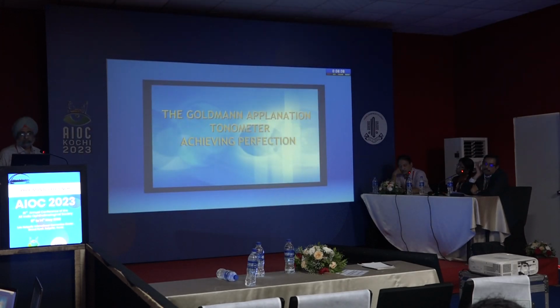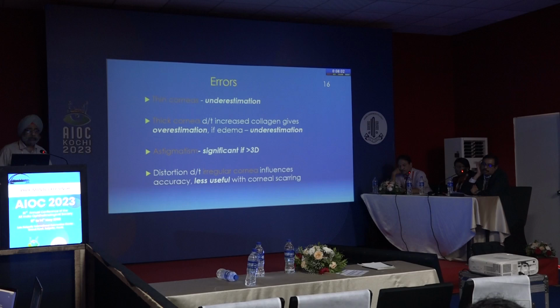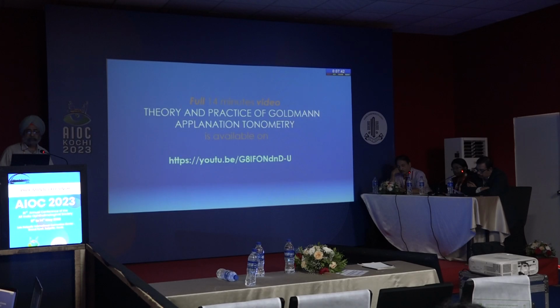Despite all these novel modifications of the principle, pachymetry, I told you the importance of this. However, there can be certain errors. Thin corneas underestimate IOP, thick corneas overestimate, and astigmatism of more than 3 diopters is significant because you have to press more to be able to applanate. Then distortion on an irregular cornea influences the accuracy, so this instrument is not very accurate for that. You can take a picture if you missed it during the previous option that I gave, and this is the full video link.